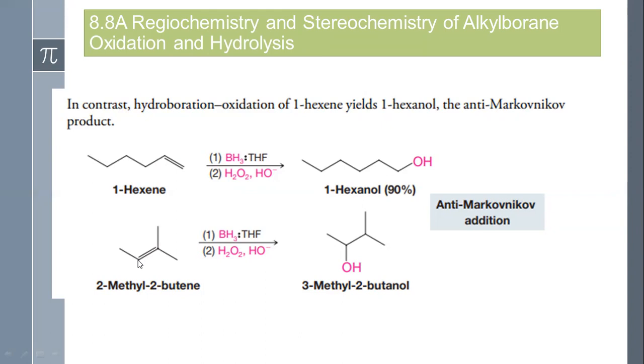Of course, the carbon containing the higher number of hydrogens. For a normal Markovnikov's rule, this is where your hydrogen should be added, and this should be your OH. But this is not the case in the anti-Markovnikov addition. This is where you add your hydrogen to the carbon containing fewer hydrogens, and this is where you add your OH. Again, this is anti-Markovnikov addition.